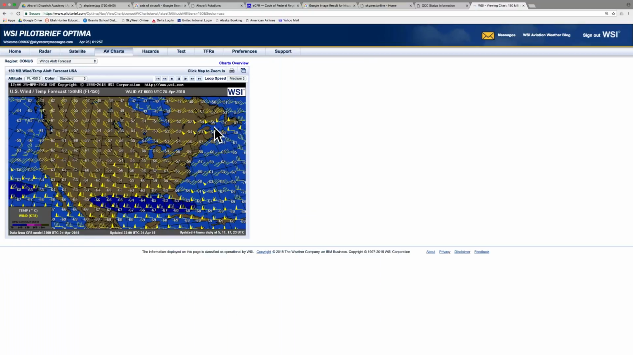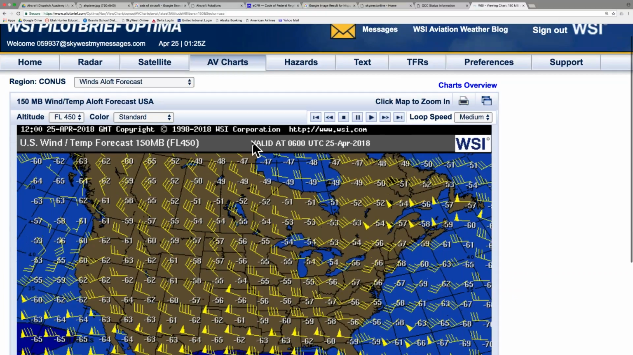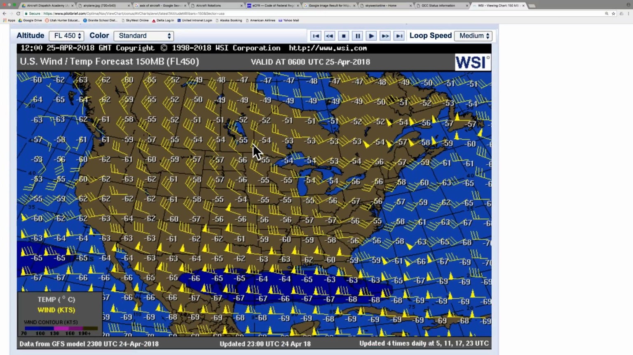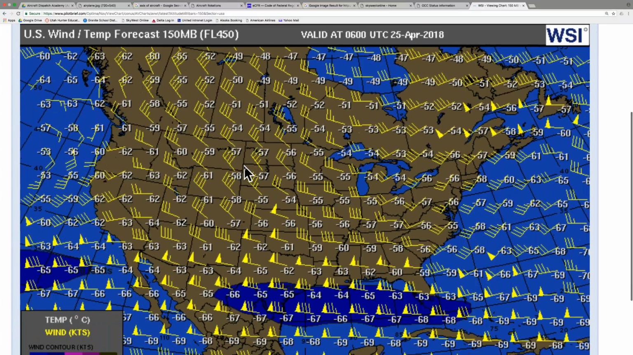So this winds aloft chart. Let me zoom back in here, maybe even make it a little bit bigger. There. Is that showing up now? Yes. Okay. So this winds aloft chart, like I was saying, will even show us where the jet stream is.